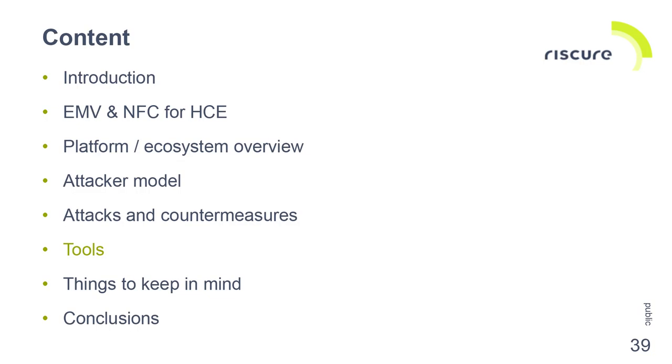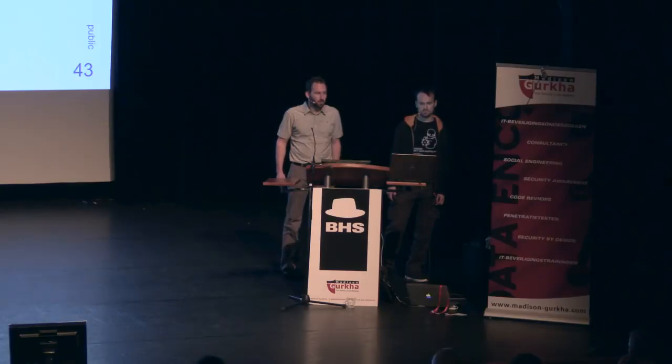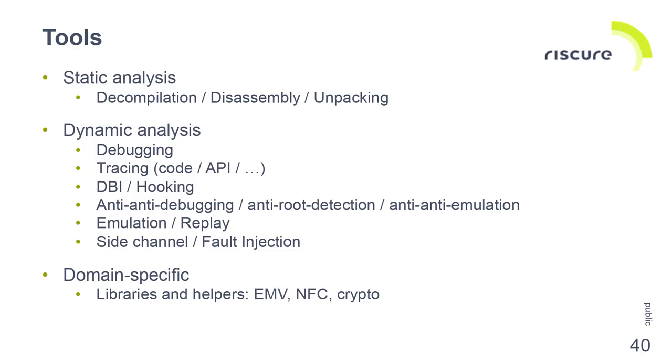For this kind of thing, generally you know about the tools that developers use. But an attacker also has a number of different tools. So let's think about what classes of tools the attackers can use. The first thing the attacker does is static analysis. So we'll have the decompilers, disassemblers, and various unpacking tools for all the executable formats that he's going to use.